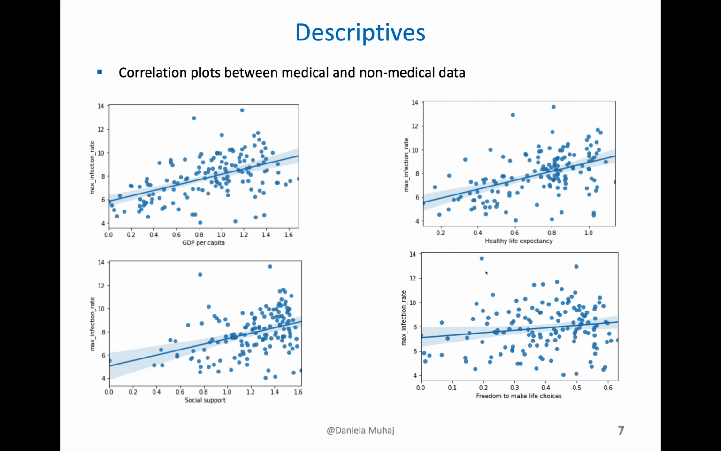Before running the linear regression, I just did some correlation analysis to see what to expect in terms of the non-medical variables and how they influence the maximum daily infection rate for COVID-19 across countries. So all the dots here represent countries. And as you can see, the level of income or GDP per capita, the healthy life expectancy, and the social support are all positively and strongly correlated with the daily infection rate. Whereas the freedom to make choices from this single variable regression scatter seems not to be very strongly correlated. But then we'll see how this pans out once we run a regression with all the variables together.